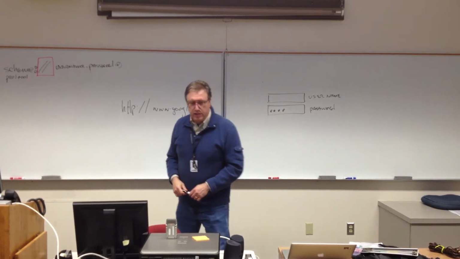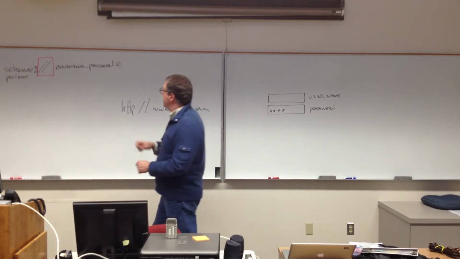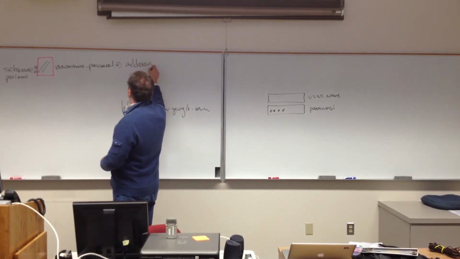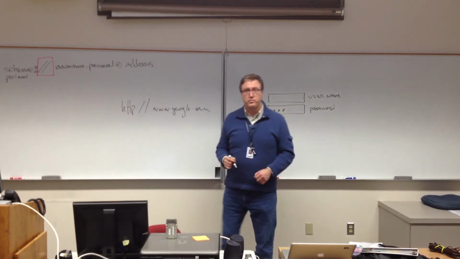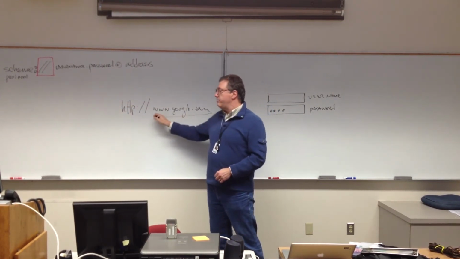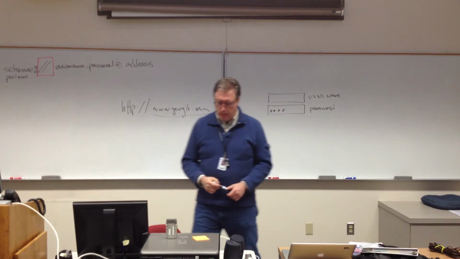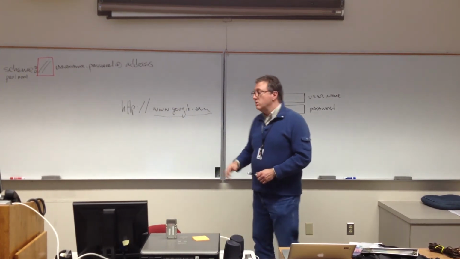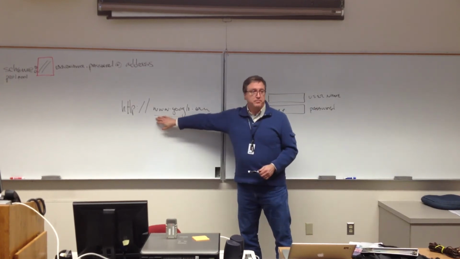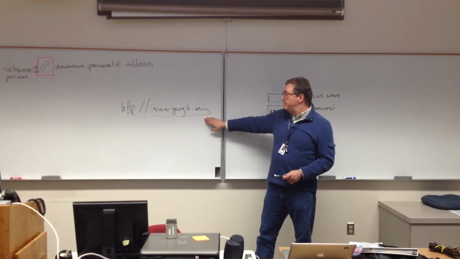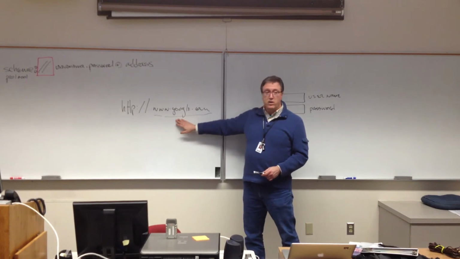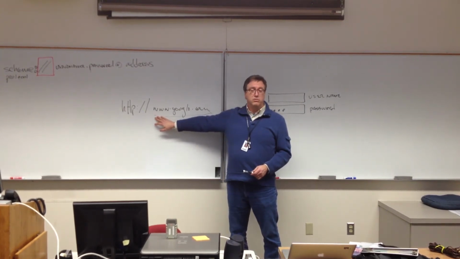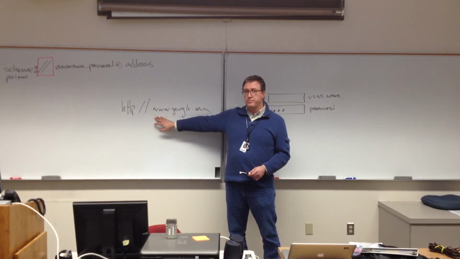Okay, so the next thing that you typically see is the address of the server. Now you can break this thing down. This is called a domain name. This is the top level domain. This is the domain owned by the company. And then this is a particular machine, either a real machine or a virtual machine.